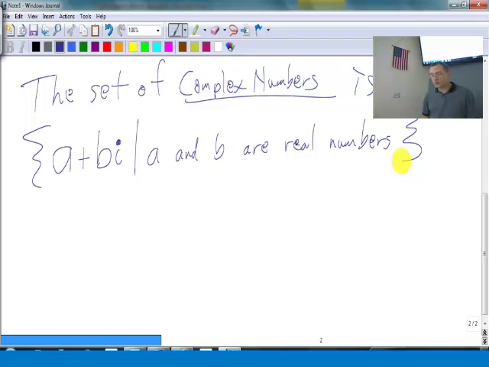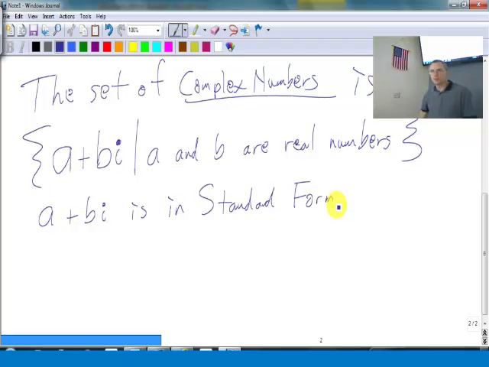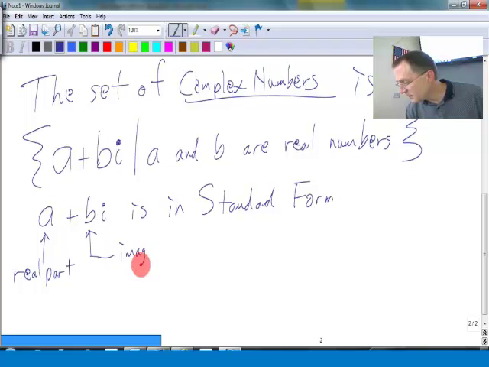When we put it in the form a plus bi, we say the number is in standard form. It's the standard form of a complex number. That way we can look at it and see what its components are. The a is called the real part. It's a real number, doesn't have an i with it, so we call it the real part. The b is called the imaginary part. We've got a real part and an imaginary part.